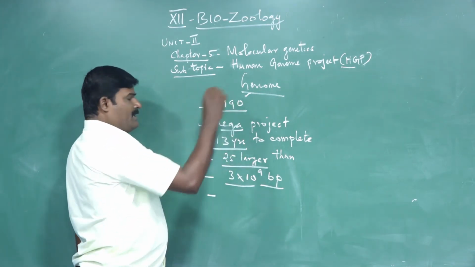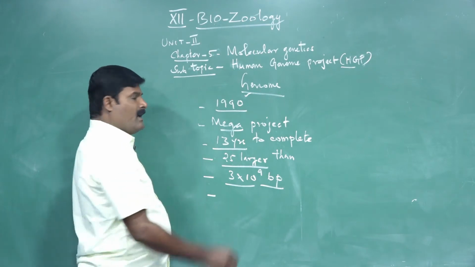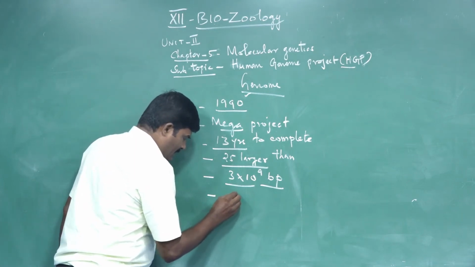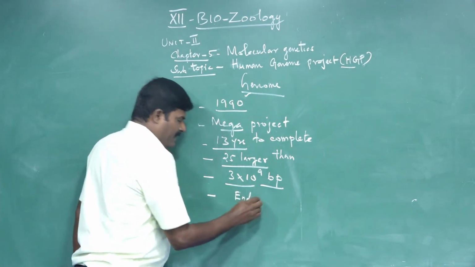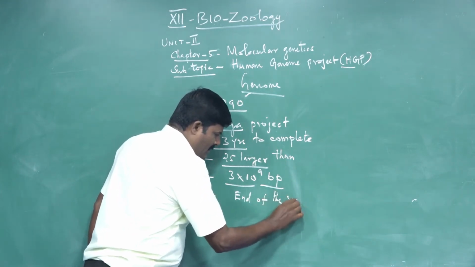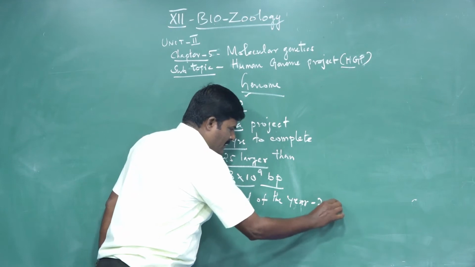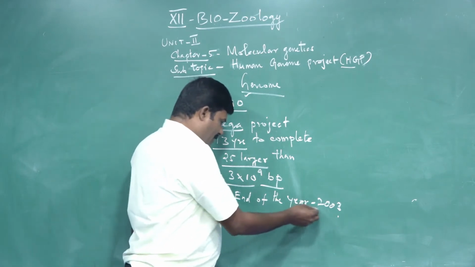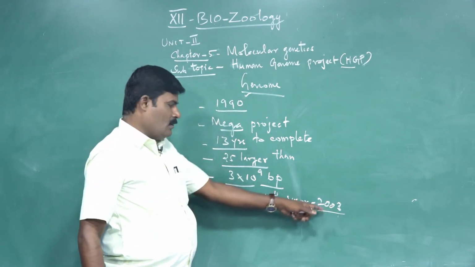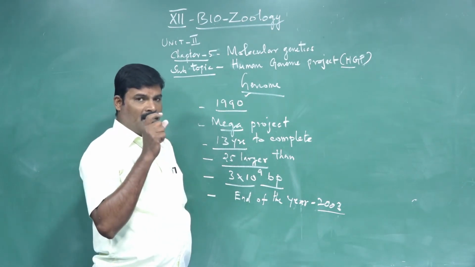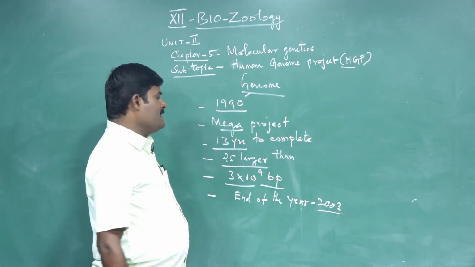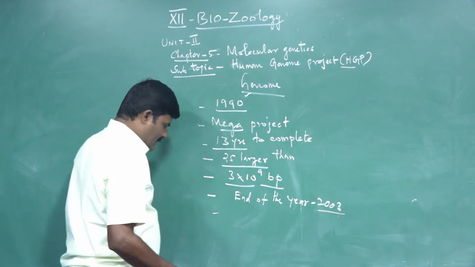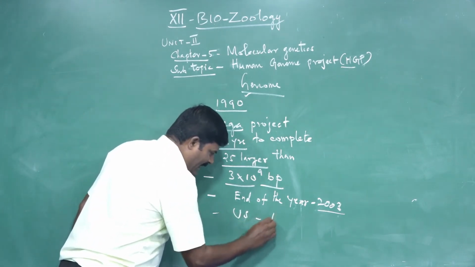So this is a larger project. It began in the 1990s and ended in 2003. The HGP first started in the 1990s and completed in 2003, so it took 13 years. The HGP originated with the US organization, the National Institute of Health.